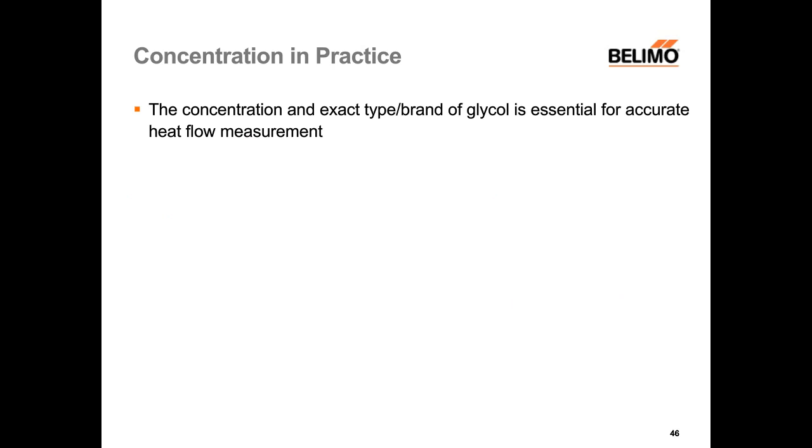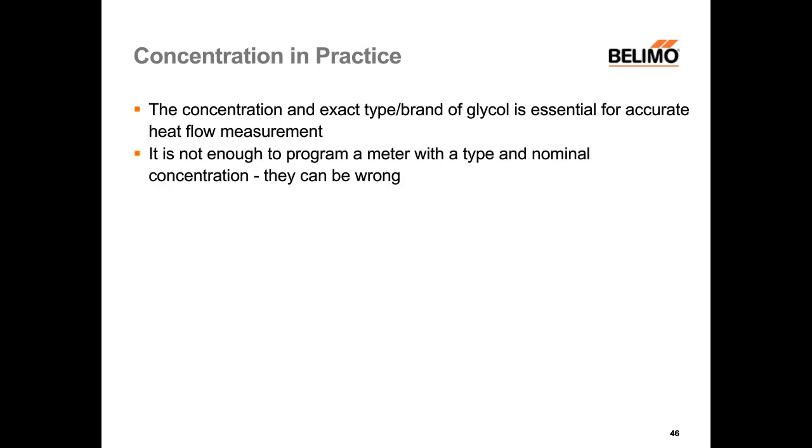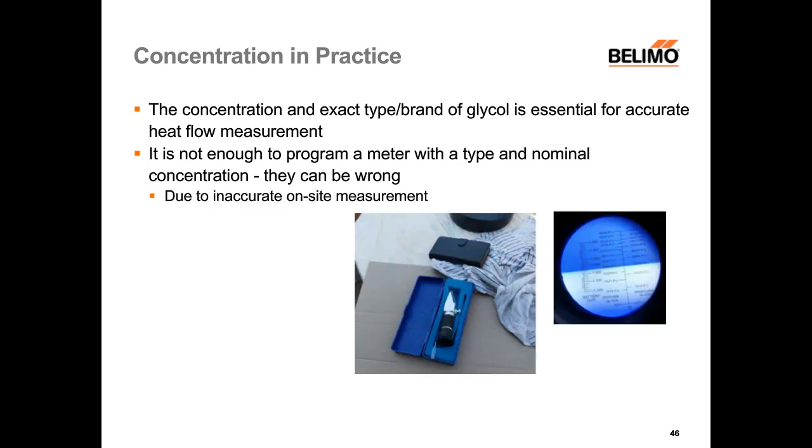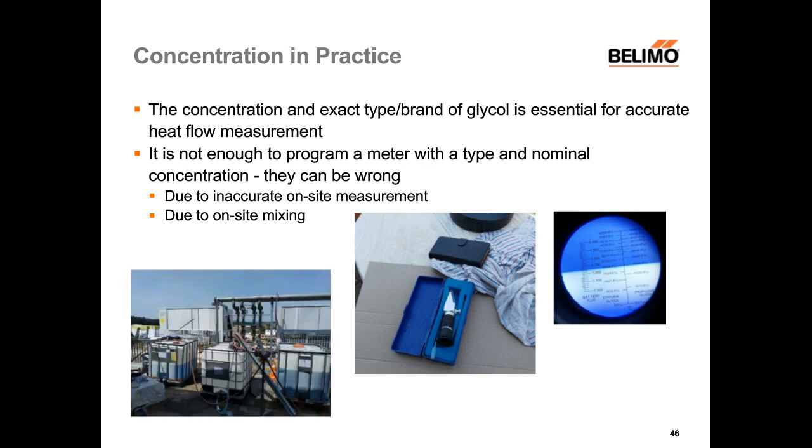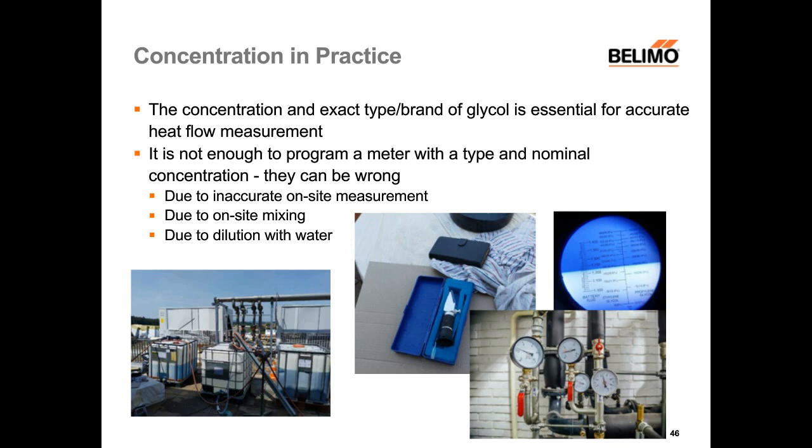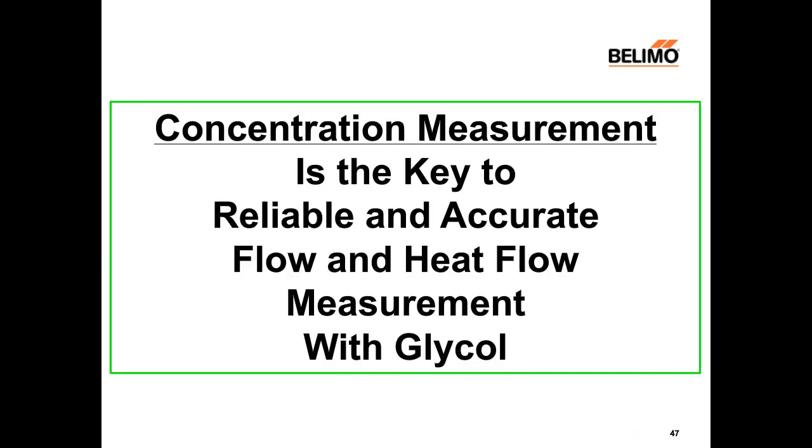The concentration and type of glycol is essential for accurate heat flow measurement. It is not enough to program a meter with a type and nominal concentration. They can be wrong. Due to inaccurate on-site measurement, due to on-site mixing, or due to dilution with water. Concentration measurement is the key to reliable and accurate flow and heat flow measurement with glycol.